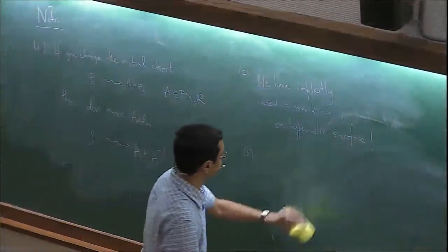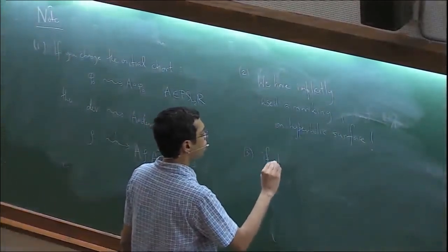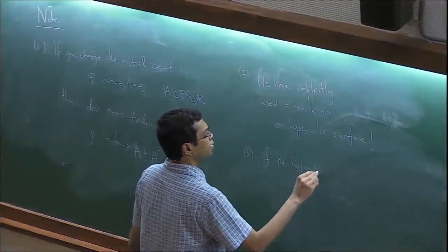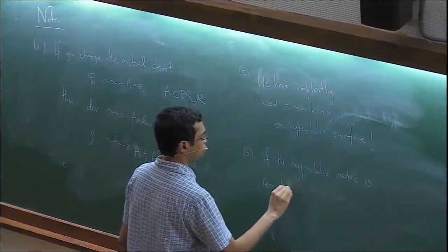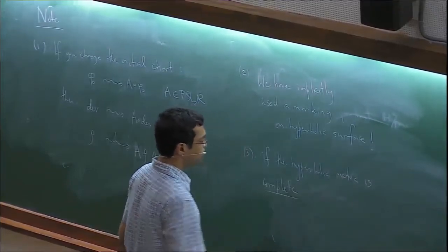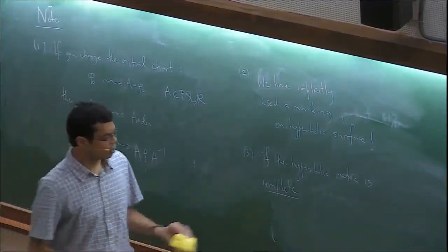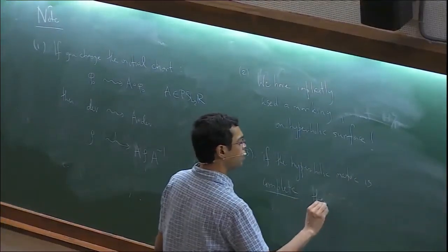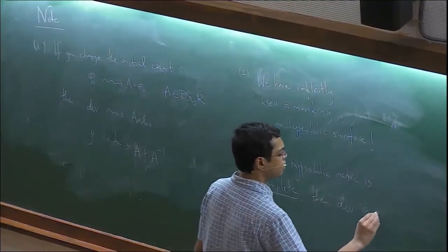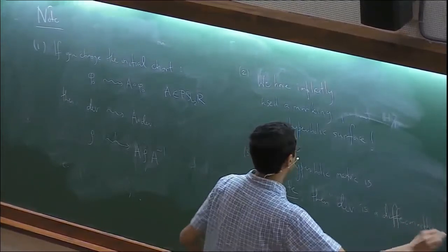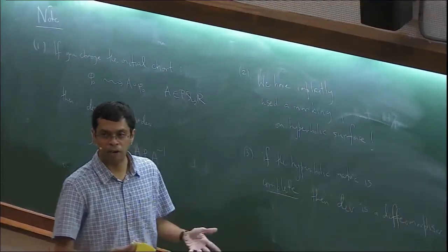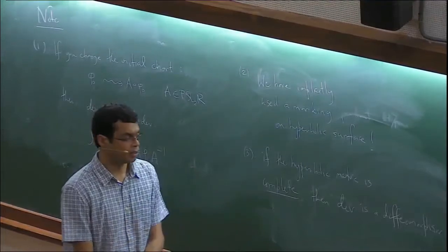And the third thing to note is a lemma, and I won't go into the proof, that if the hyperbolic metric is complete, which means just metrically complete, then the developing map is a diffeomorphism. This completeness is automatic when your hyperbolic surface is compact.